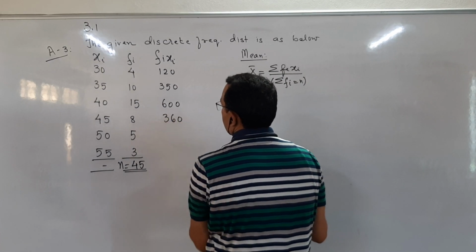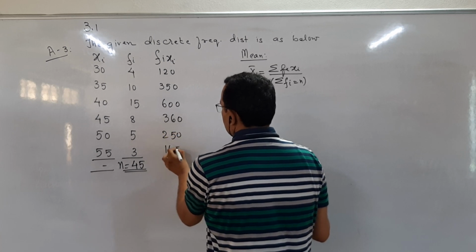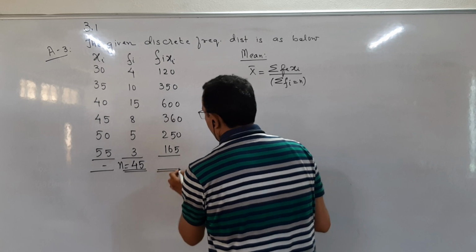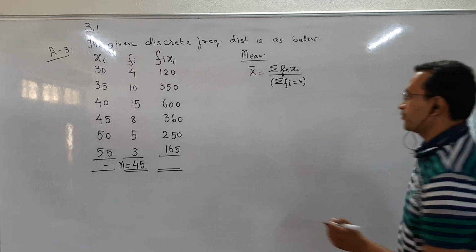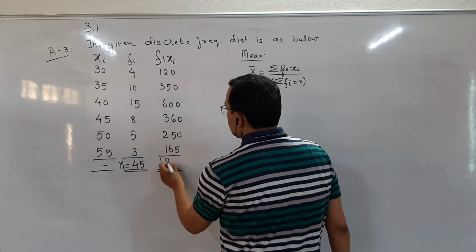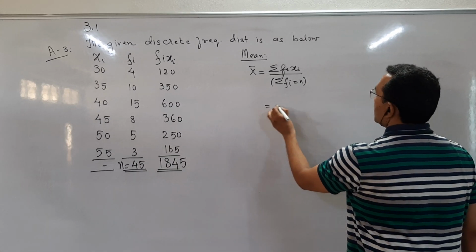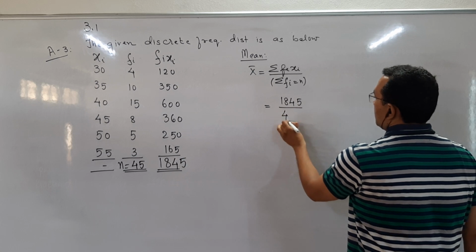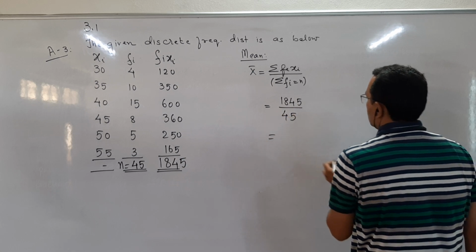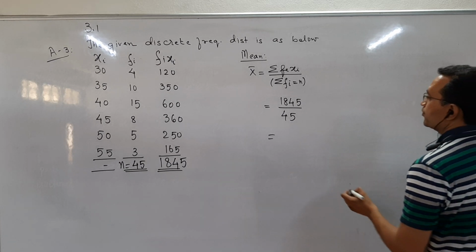360, then 250 and then 165. Students, so if I total this, this is 1845. This total is 1845, and therefore mean x bar is equal to 1845 divided by 45, and this comes out to 41, which means 41 millimeter.